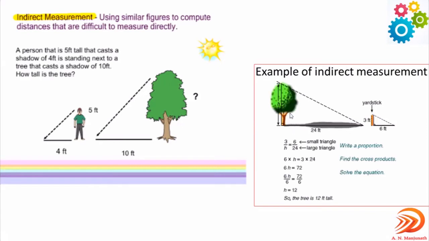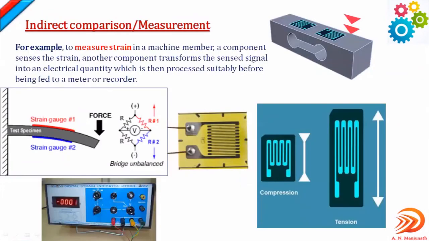If direct measurement is not possible, go for the indirect way. If the yardstick has this much shadow, then for this, how much will it be? Those are indirect ways of doing the comparison or measurement.